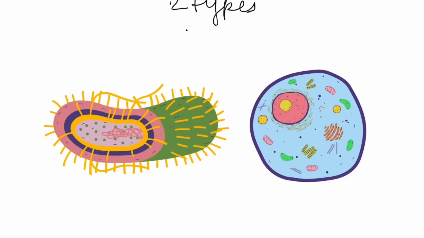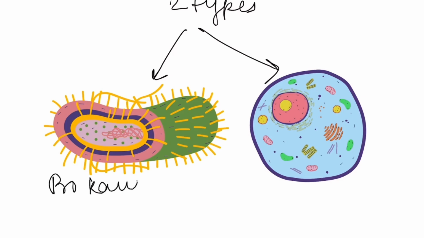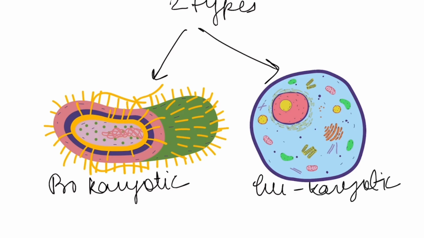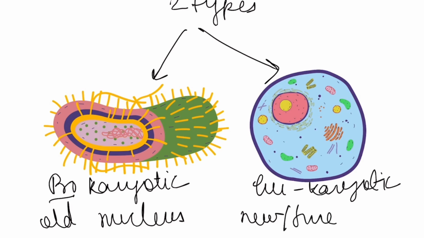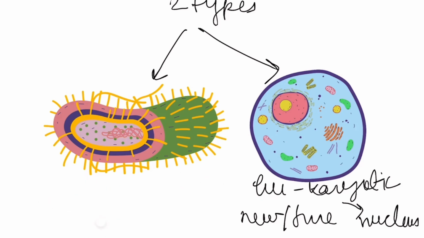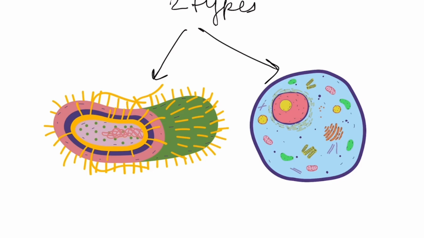Now, moving on, there are two types of cell. Mainly, there are prokaryotic and eukaryotic cells. Prokaryotic cells have an example of bacteria, and eukaryotic cells have examples of animal, plant, fungi, algae. Now, why are they called so? Pro means old and karyon means nucleus. So these types of cells have an old type of nucleus. You can guess what it means by eukaryotic cell. Eu means new or true, and karyon again means nucleus. So prokaryotic cells have an old type of nucleus while eukaryotic cells have a new type of nucleus.